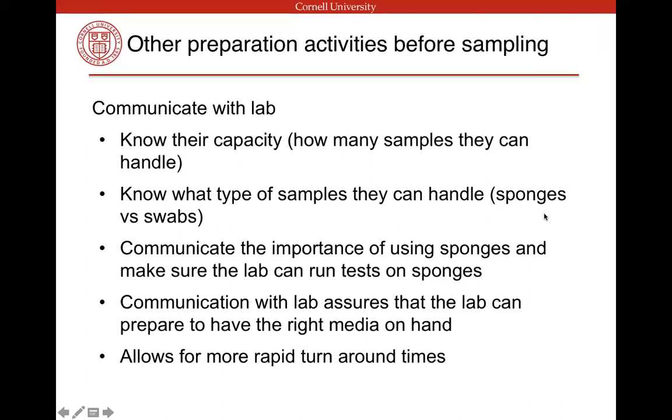A lot of agencies are getting their labs to switch over to be able to handle sponges just because they're so much better at detecting Listeria and picking it up. You need to communicate the importance of using sponges. So if your lab tells you, no, absolutely not, we cannot use sponges, it's really important to communicate to them how vital they are, because sponges, and sponge sticks too, are much more likely to pick up Listeria than, say, Q-tip swabs, for example.